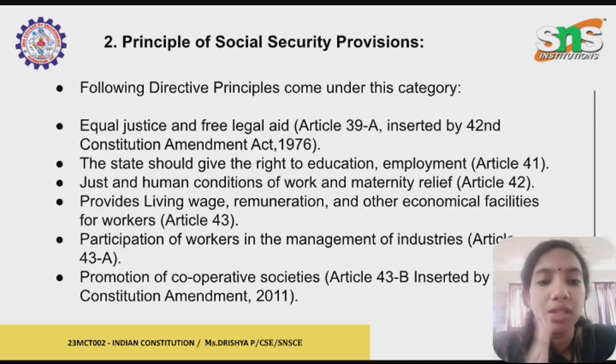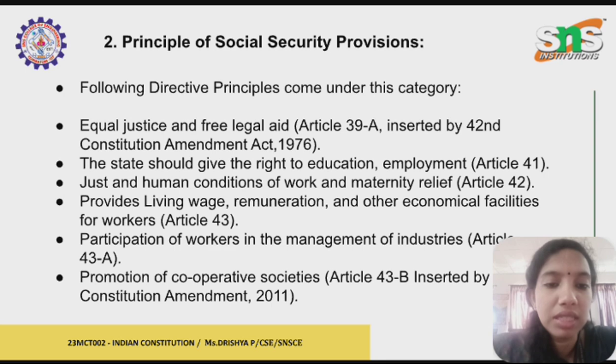The next one is principle of social security provisions. The following directive principles come under this category. Equal justice and free legal aid is included in Article 39A, inserted by the 42nd Constitution Amendment Act. We already discussed the 42nd Amendment in the last lecture. The state should give the right to education and employment, that is in Article 41. In Article 42, just and humane conditions of work and maternity relief. Then providing living wage and other economic facilities for workers, that is in Article 43.